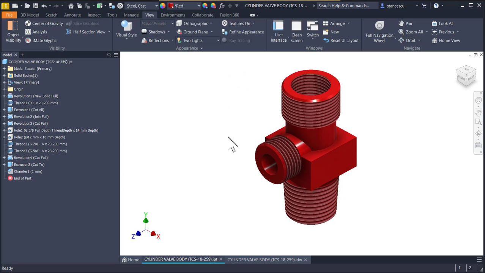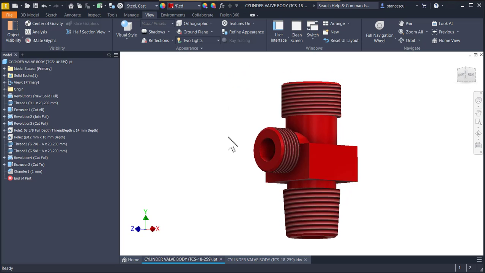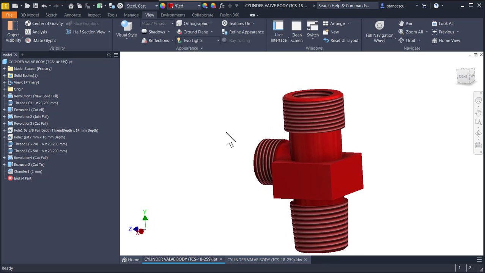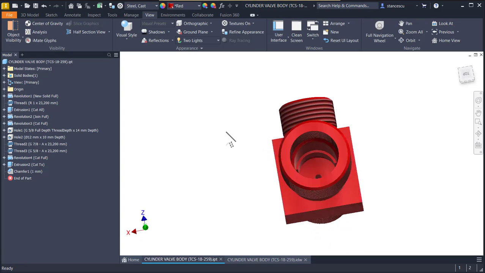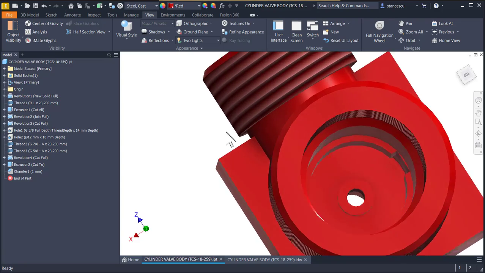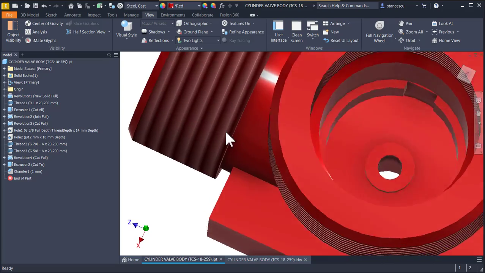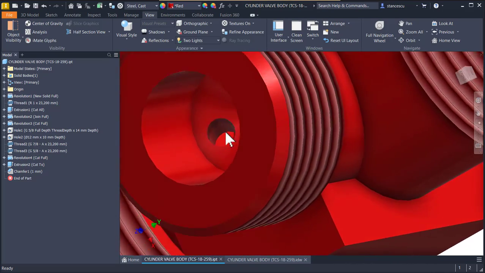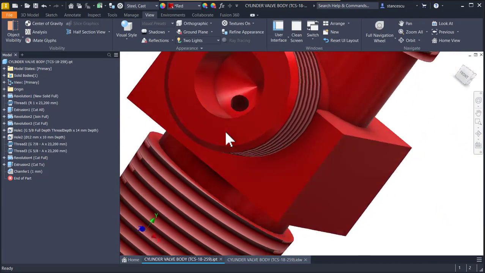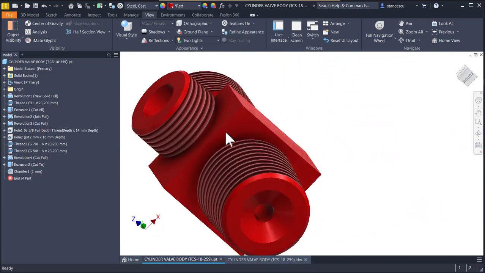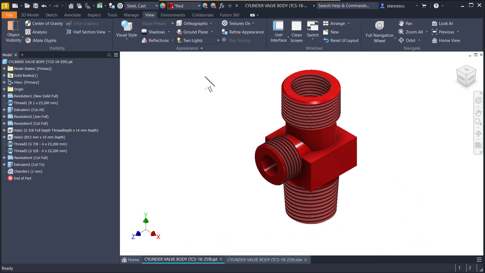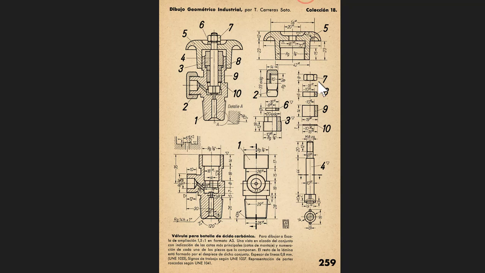Hi my friends, today we model this part with the name cylinder valve body, which has some interesting features, as you can see here. The source comes from Timoteo Carrera Soto.